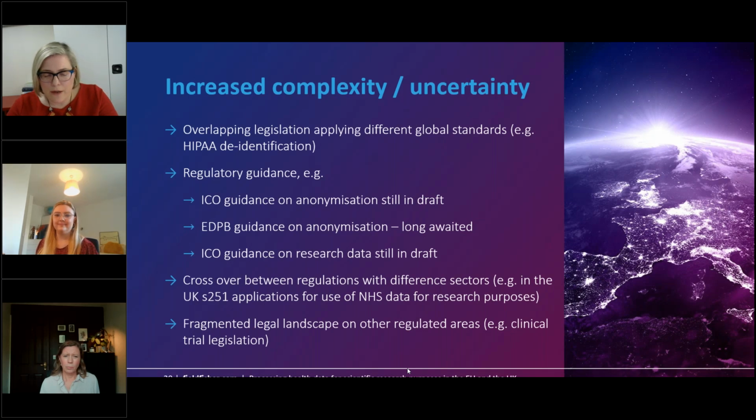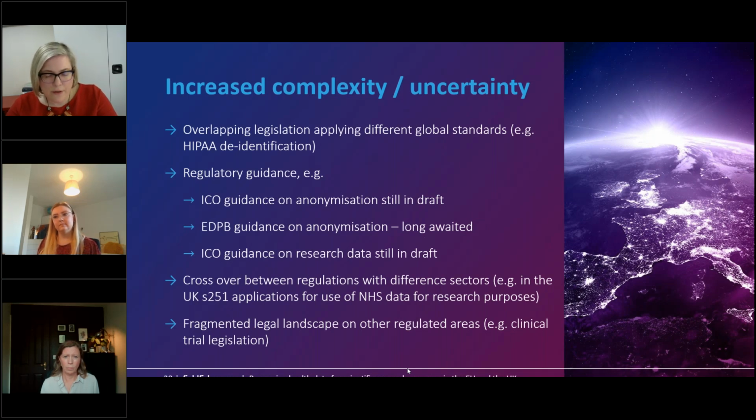But also there's the fact that some of the guidance, some ICO guidance, for example, as mentioned here in the slide, is currently in draft, but hasn't been finalized. So even though we do refer back to them, we don't have a final version of it.